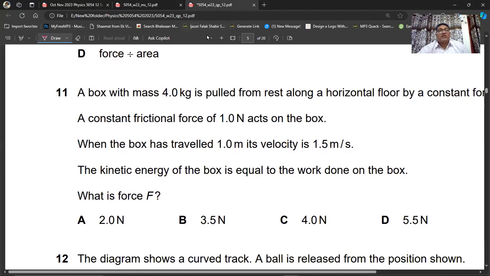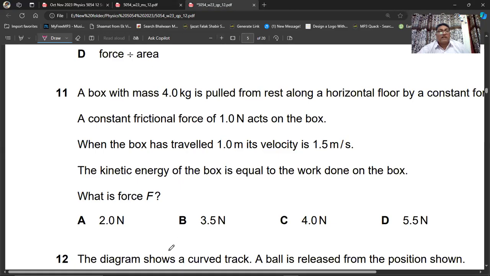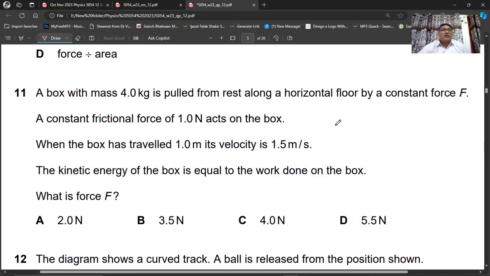Then we have question number 11, and it says, a box with mass 4 kg is pulled from rest along a horizontal floor by a constant force F. A constant frictional force of 1 Newton acts on the box. When the box has traveled 1 meter, its velocity is 1.5 meters per second. The kinetic energy of the box is equal to the work done on the box. What is the force F?